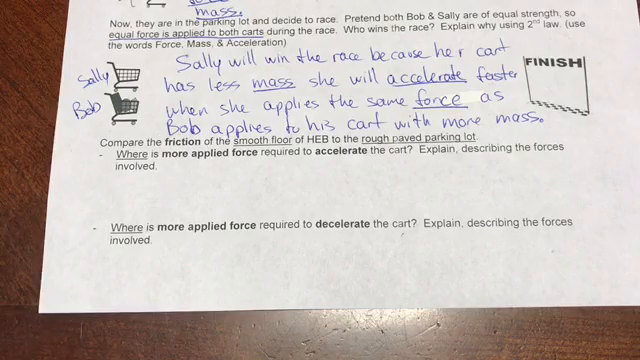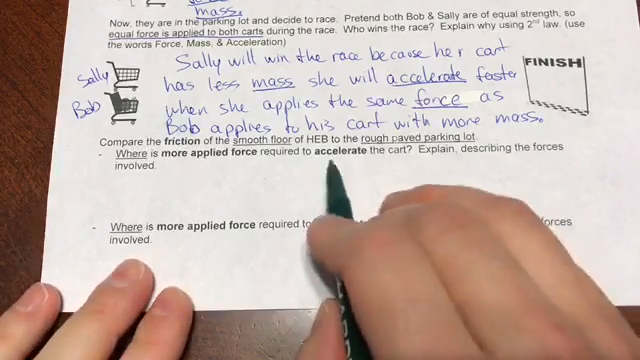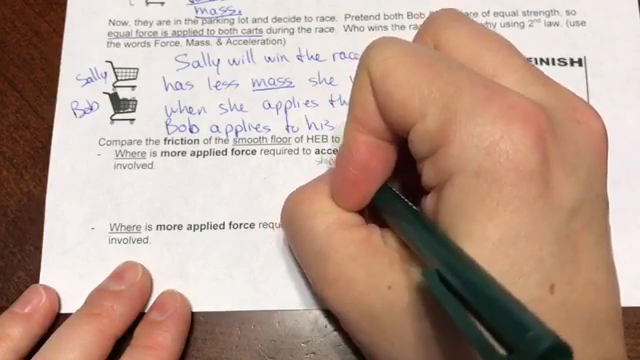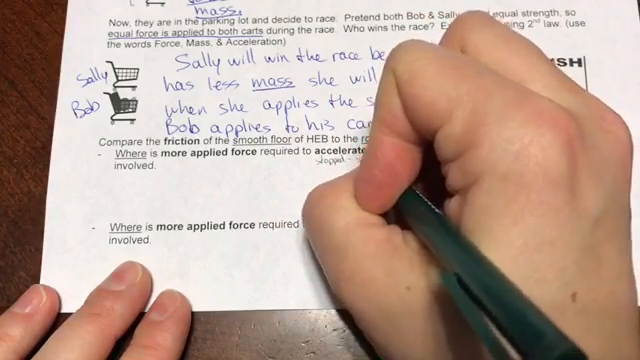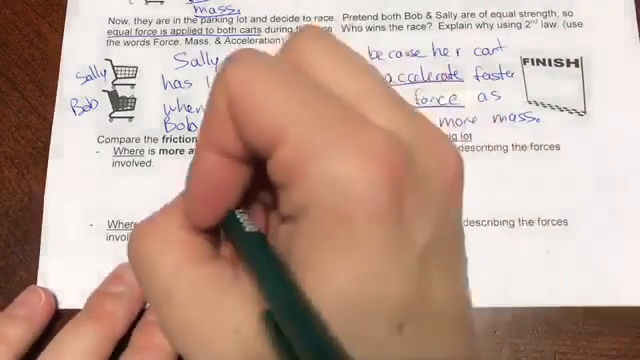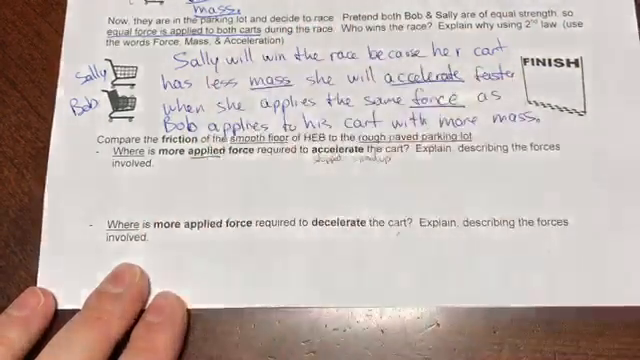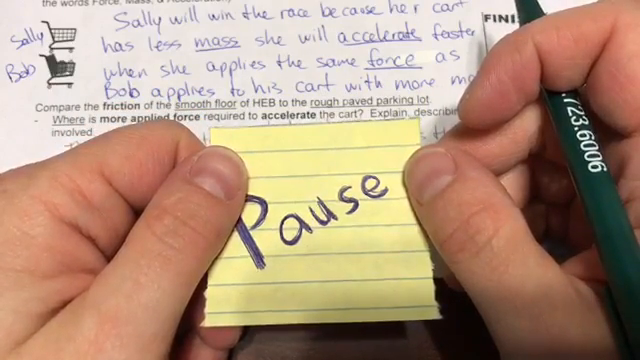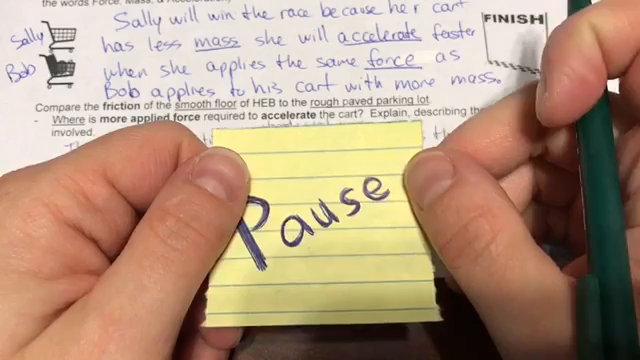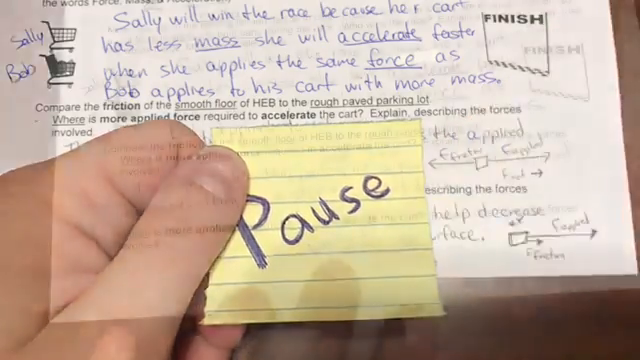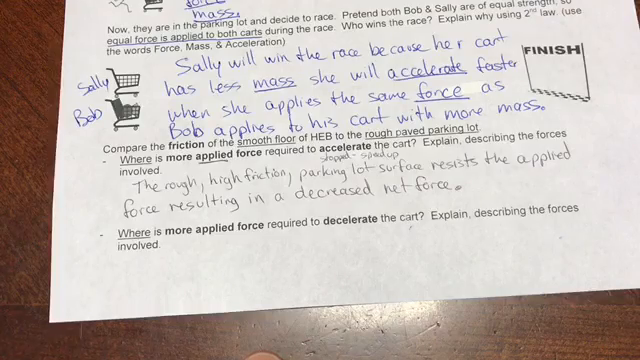So first, I want to accelerate the cart. So accelerate, it's stopped, and then speed up. Where is that going to require more applied force? Pause before you go ahead and attempt that sentence to explain and describe the forces involved with accelerating the cart. The rough, high-friction parking lot surface resists the applied force, resulting in a decrease in net force.